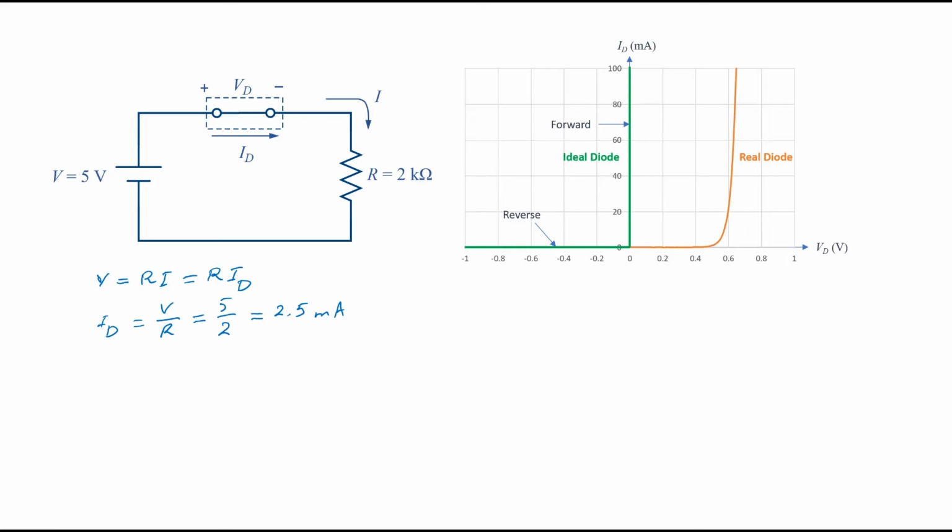What about the voltage across the diode? It is a short circuit, and short circuit by definition doesn't hold any voltage, or as the ideal diode is defined, when it is in forward bias, its voltage is 0. So we can write VD, or the voltage across the diode, equals to 0 volts.